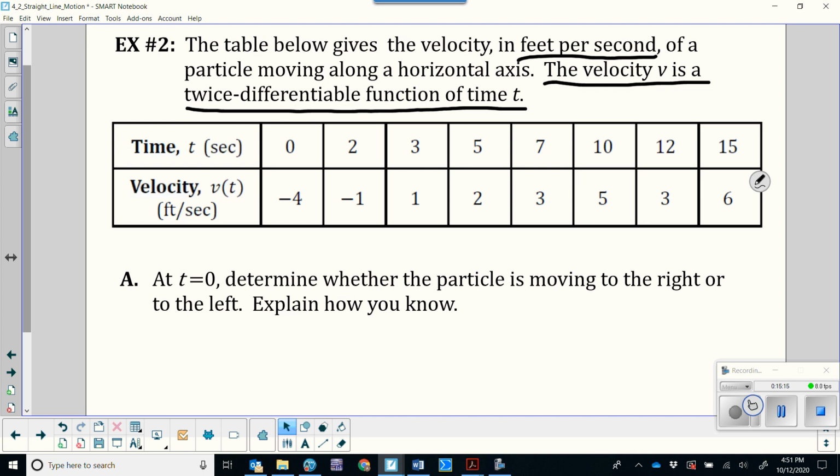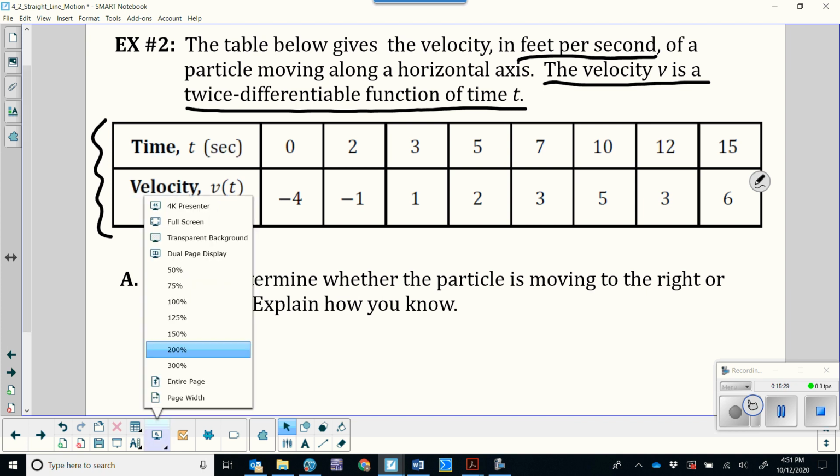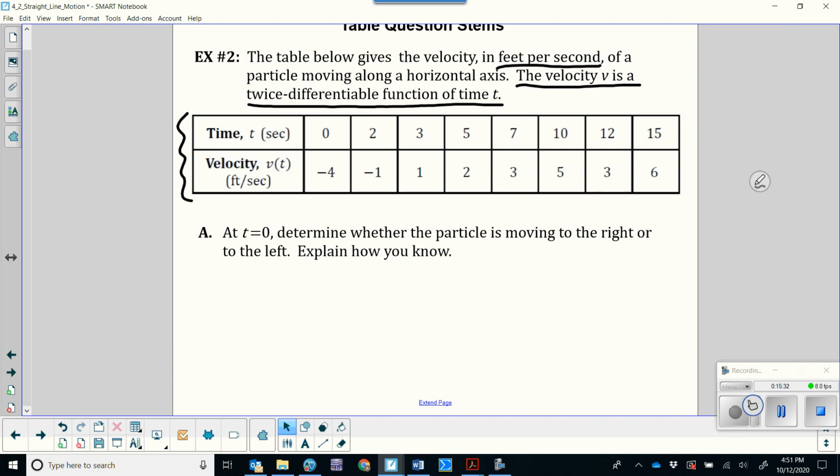And of course, the table also shows our units here on the left. So again, units, pay attention. Don't want to lose a point because you forgot to put units down. That's silly. We don't want to do that. Okay, A says, at time t equals 0, determine whether the particle is moving right or left.